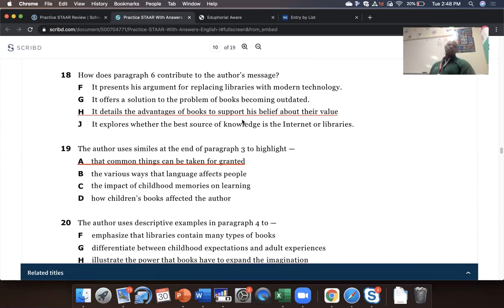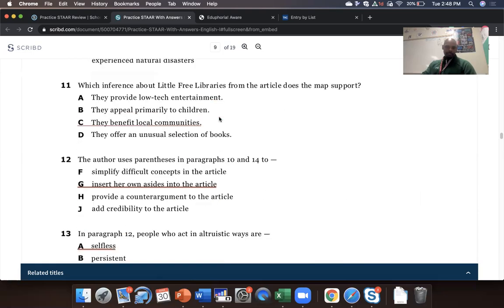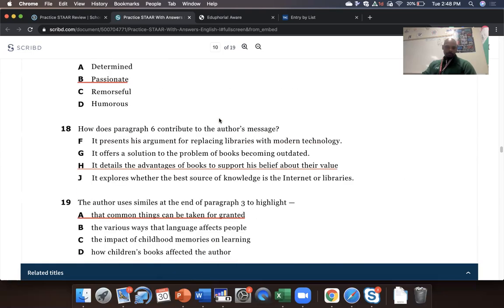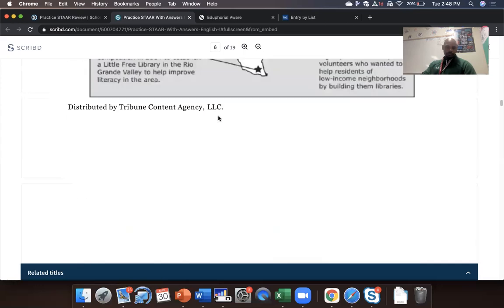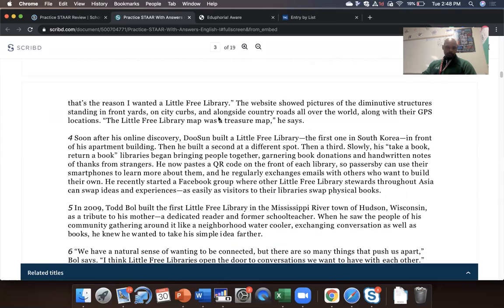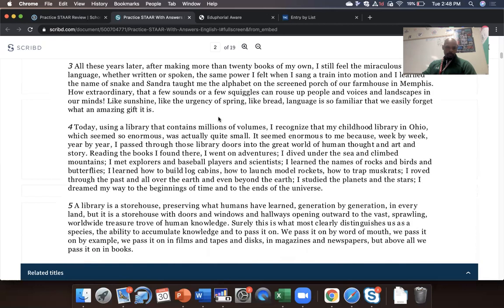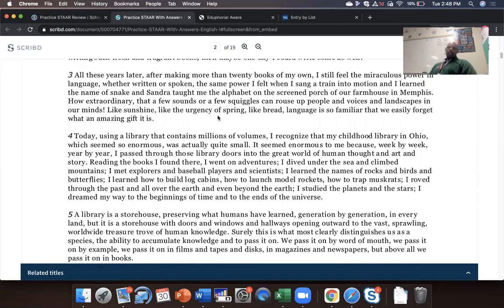All right. I think we talked about this one before. The author uses similes at the end of paragraph 3 to highlight, and again, this is a very specific question, okay? The author uses similes. So we know what similes are, okay? But if you go to paragraph 3, okay? Our focus is the end of paragraph 3. Does everybody understand that? Our focus is the end of paragraph 3 because that's what it specifically said.